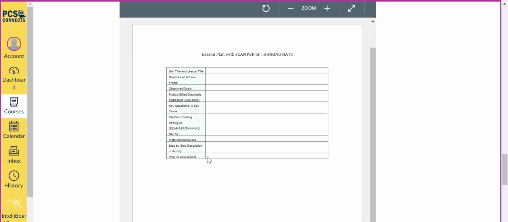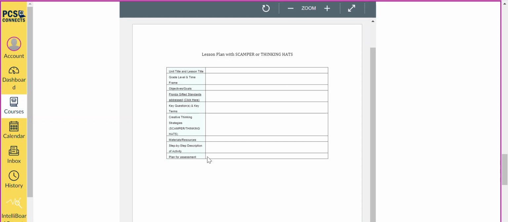And so maybe your SCAMPER or Six Thinking Hats is the assessment, or a pre-post. Maybe it's embedded into your lesson. But I want to see a creative thinking lesson plan, but not just about creative thinking. I want your lesson to be an ELA or a math or a science lesson that you then take these tools and embed.